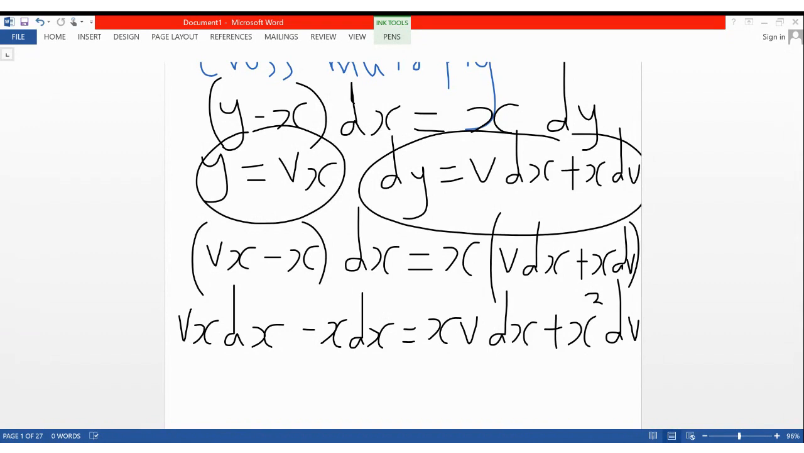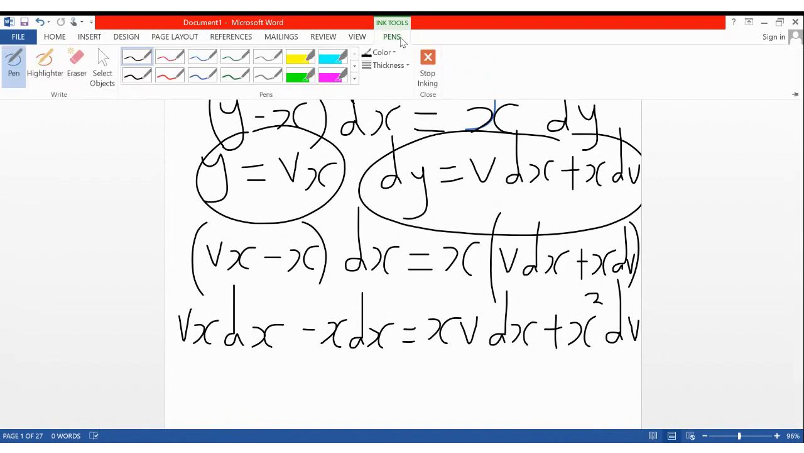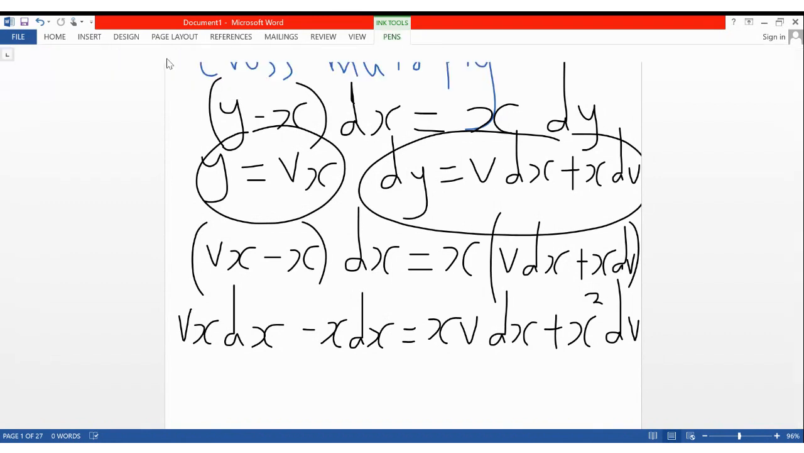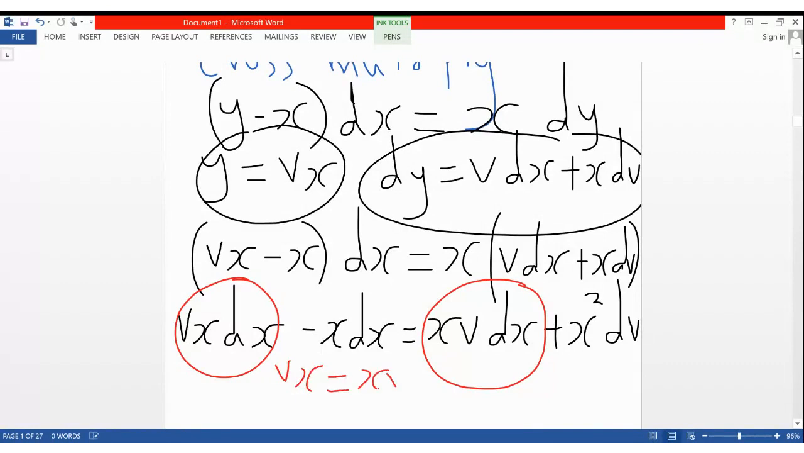Okay, let me circle the identical terms. So these terms, check this one out. This one here in circle and this one here, they are identical. It doesn't matter. Remember, Vx and Xv are the same. Vx is the same as Xv. No problem. So all of them are positive on the is equal.